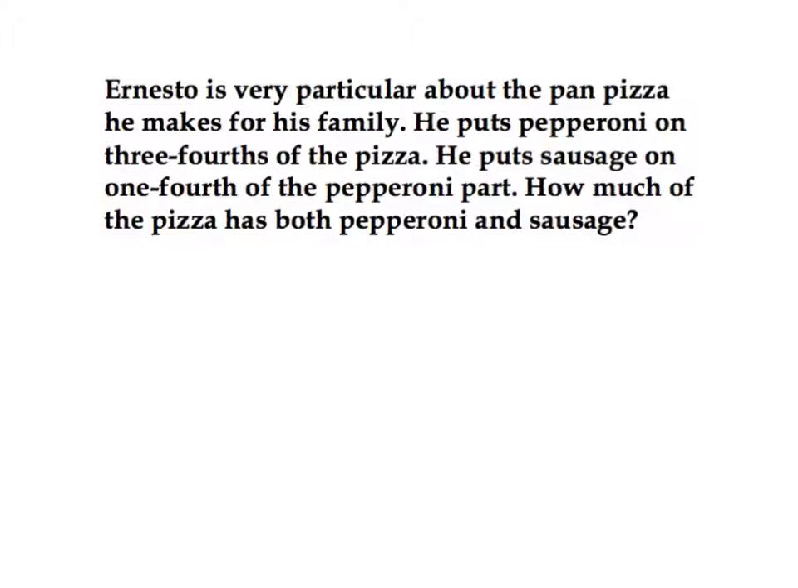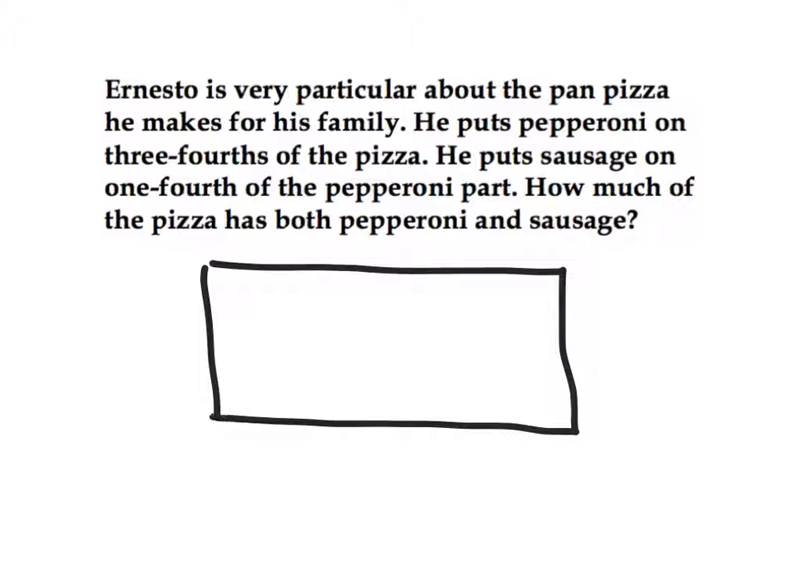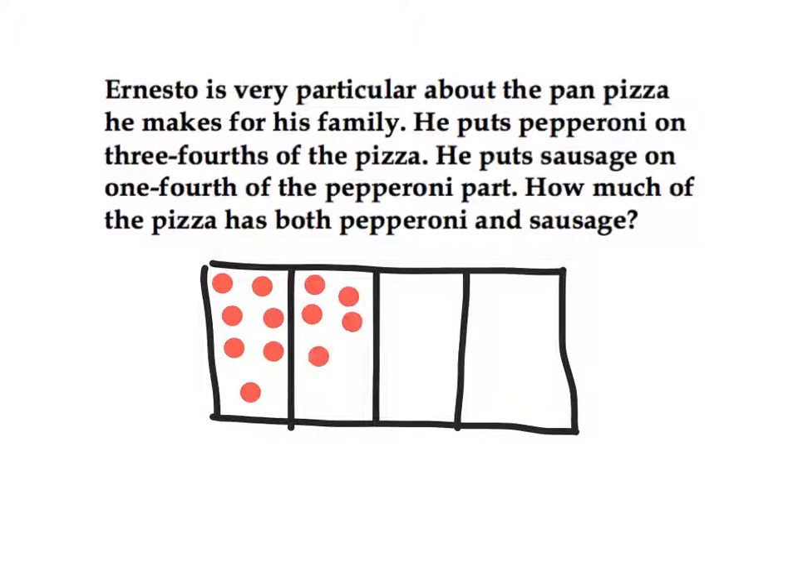So Ernesto is very particular about the pan pizza he makes for his family. He puts pepperoni on 3/4 of the pizza. I know that a lot of people like to use circles, but because of what we're doing, I'm going to recommend that you make either a rectangular or a square pizza. He puts pepperoni on 3/4, so I'm going to take my pizza and split it into fourths. And then here's my pepperoni, on 3/4 of the pizza. This 1/4 that's left over is now just cheese pizza.